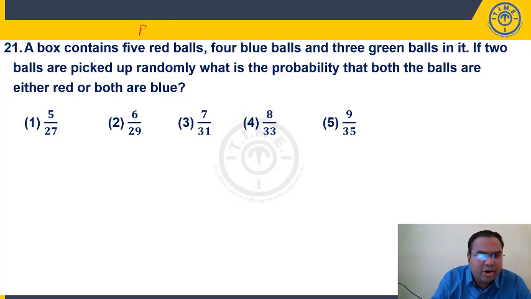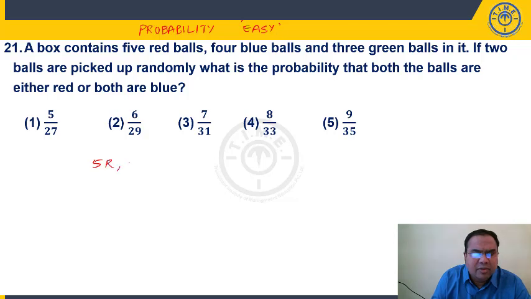This is based on a topic called probability. We can classify this question as an easy question, based on a simple concept of probability. A box contains 5 red balls, 4 blue balls, and 3 green balls. So what are my total balls? 5 plus 4, 9 plus 3, 12. Total balls are 12.